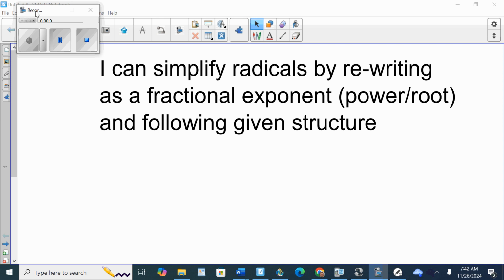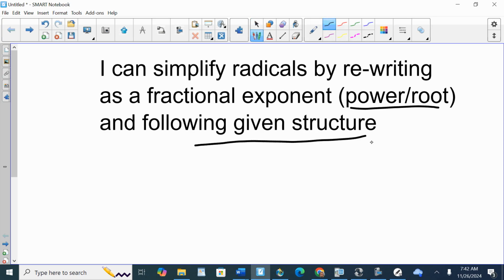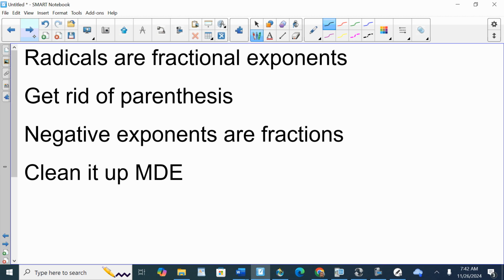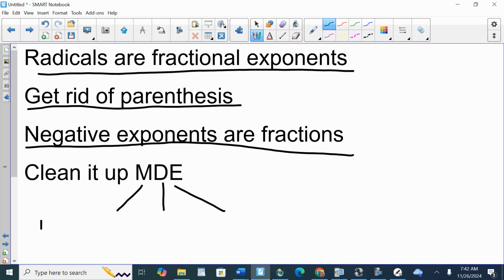Hello everybody, today I can simplify radicals by rewriting as a fractional exponent the power over the root and following the given structure. So we've talked about this structure already. Radicals are fractional exponents, then get rid of parentheses. Negative exponents are fractions, clean it up MD, meaning multiply, divide, evaluate.